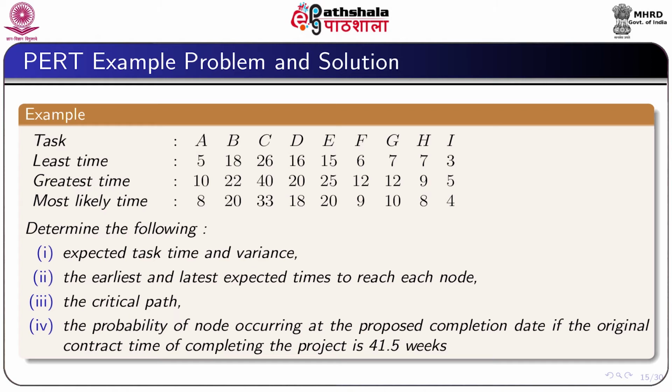We have to determine the expected task time and variance, the earliest and the latest expected times to reach each node, the critical path and the probability of node occurring at the proposed completion date if the original contract time of completion of project is 41.5 weeks.